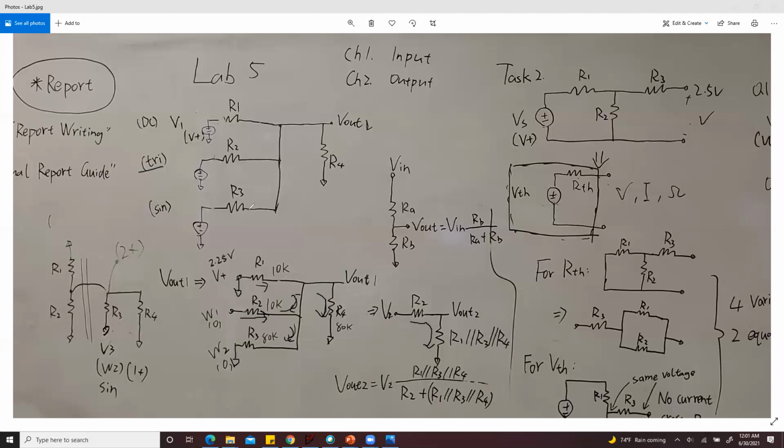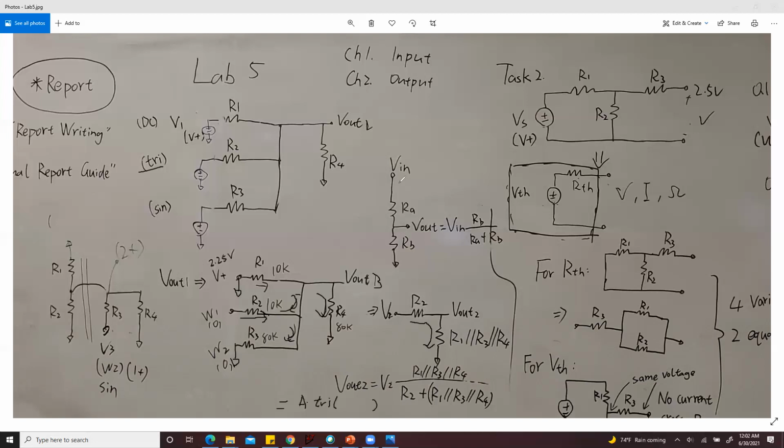And since V2 is a triangle wave, the answer for Vout2 will be a function of the triangle wave. So Vout2 should be equal to some amplitude times a triangle wave. You have the frequency here. Then you use a similar method to calculate Vout3 when V3 is the only input.